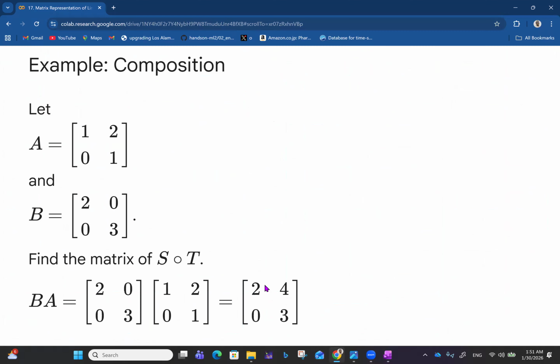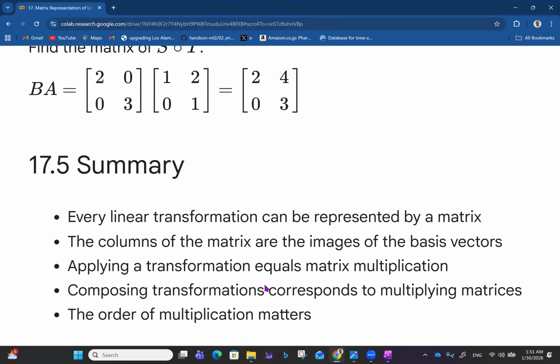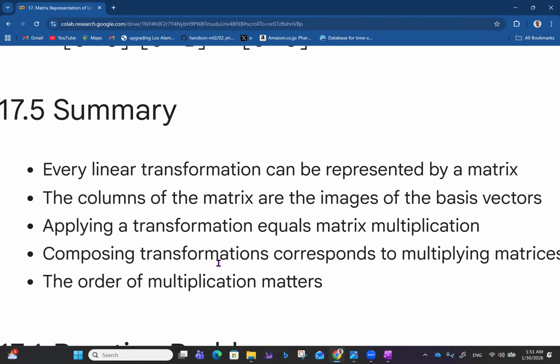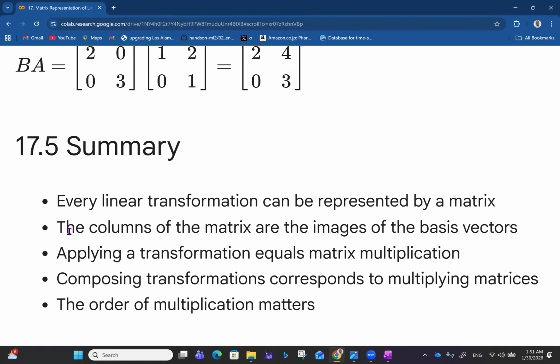Then we move on to the summary. This is a fast one, because it's all about matrix representation of linear transformations. Every linear transformation can be represented by a matrix. That's what we have discovered. The columns of the matrix are the images of the basis vectors. Then applying a transformation equals matrix multiplication. Then composing, when you do matrix multiplication, it is technically applying a transformation.